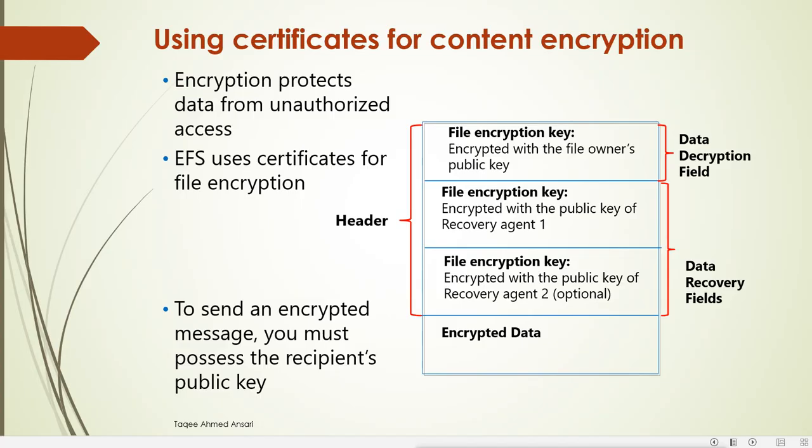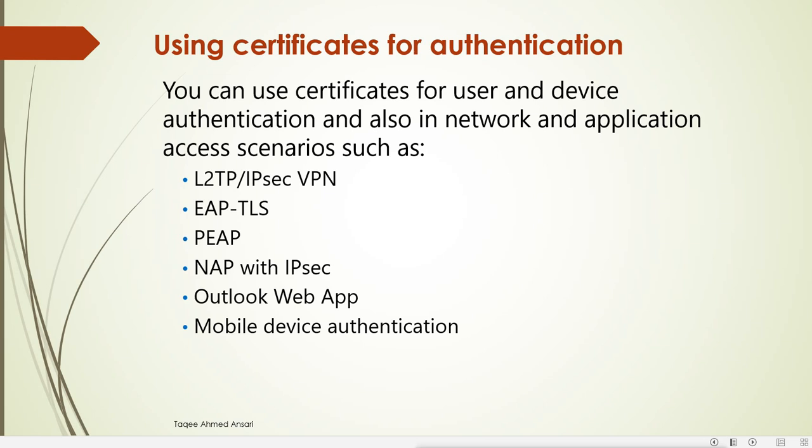So the user can use that certificate to encrypt. The recovery agent can also be used to recover the data if the main certificate is not there. The other uses for the certificates are for authentication. You can use the certificate for users and devices, and for authentication in network and application access scenarios, such as VPN. When we configure the VPN, we can use these certificates. We can use EAP-TLS, PAP, PEAP. We can use network access protection with IPsec, Outlook Web Application, and mobile device authentication.